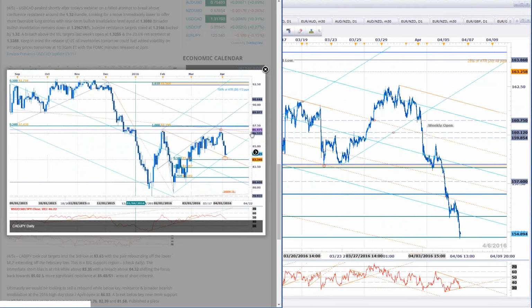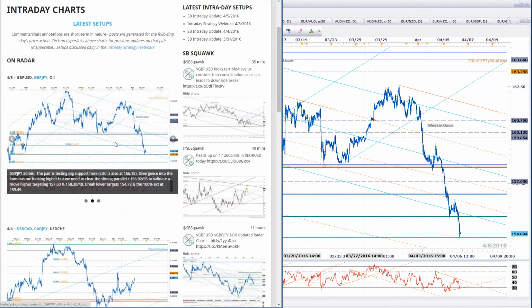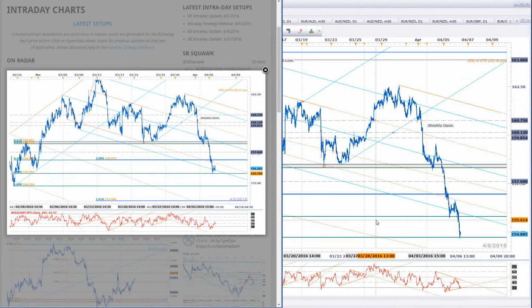Here's what sterling yen looked like yesterday. I don't think we did. Okay? And here's what it looks like here. Thanks for that. So, the same thing that we were looking at with the pound was coming into a major key support barrier, and we broke right through. Same thing here in sterling yen.